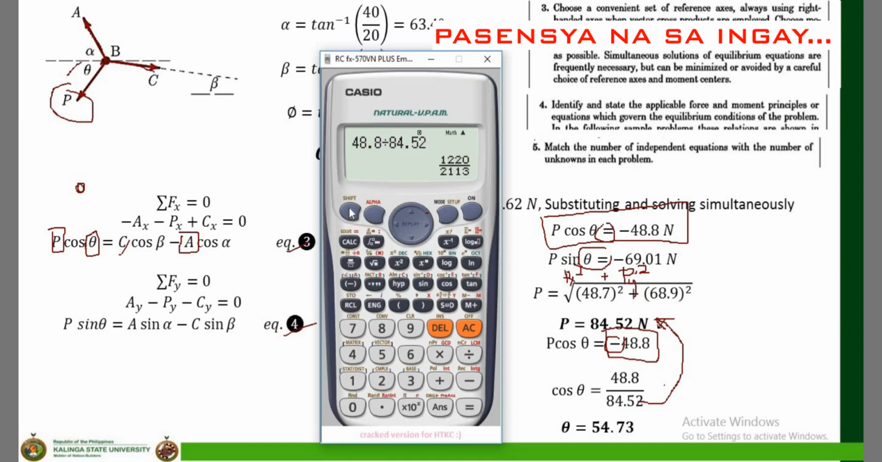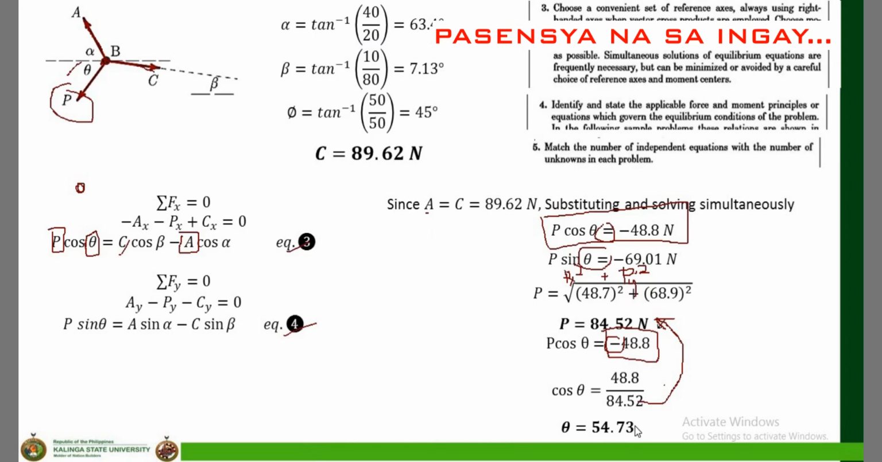Then, always take the inverse cosine of your answer, that is equal to 54.73 degrees. Again, this is from the x-axis. Ito po yung sagot, 54.73. The direction ni P and the magnitude of P is equal to 84.52 newtons. And this is the final answer for this problem. Okay? Are we clear on this? For these two illustrative problems.